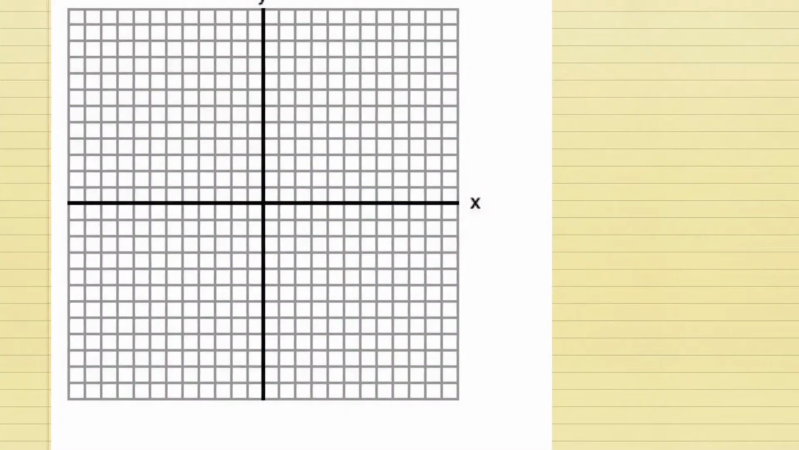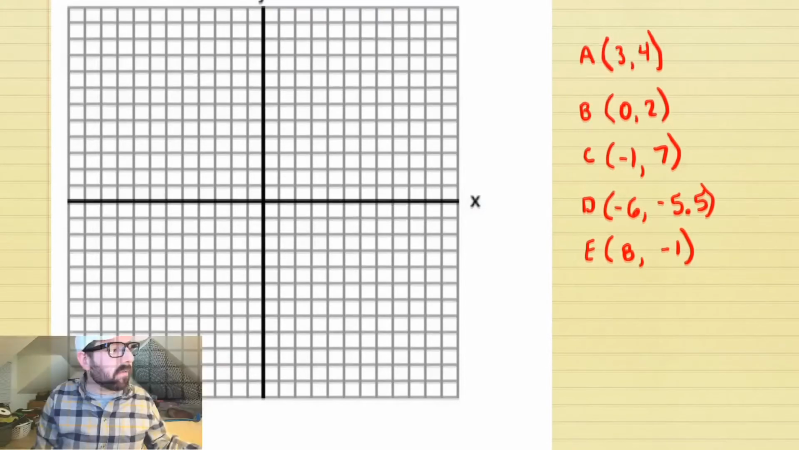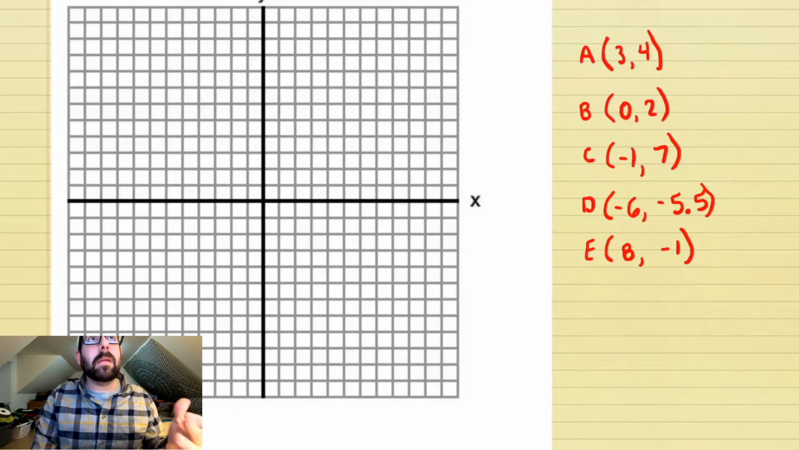All right. So, just like you saw on the last slide here, I'm going to put a couple coordinates up here, like (3, 4), (0, 2), (-1, 7), (-6, -5.5), and (8, -1). And we're going to put some different letters next to these: A, B, C, D, and E. And I'm going to go draw these on the actual graph.